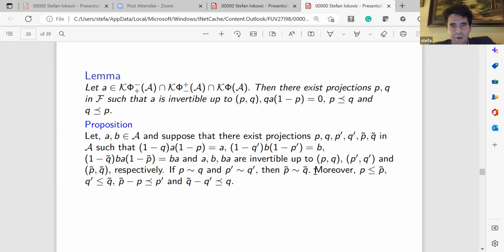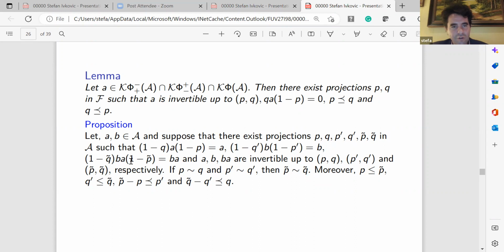And recall what I said regarding Professor Georgievich's result. He said that if for two generalized Weyl operators their composition has closed image, then it is also generalized Weyl. That means that the kernel of this composition is isomorphic to the orthogonal complement of the image of this composition. And this is exactly this statement here. So P tilde is the projection onto the kernel and Q tilde is the projection onto the orthogonal complement of the image of BA, which is the composition.